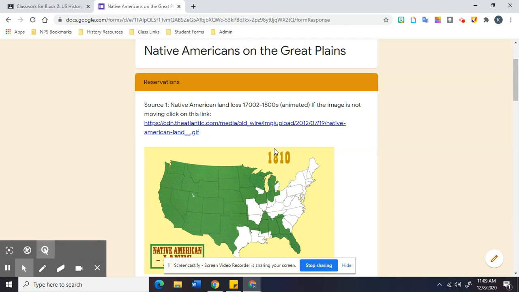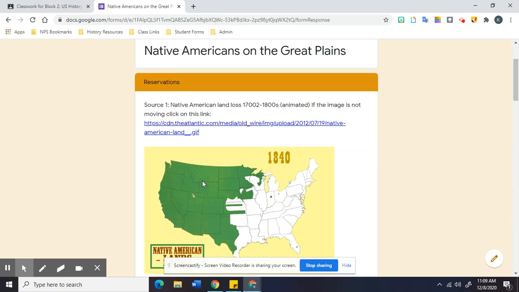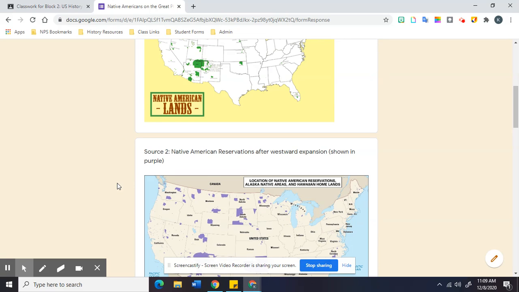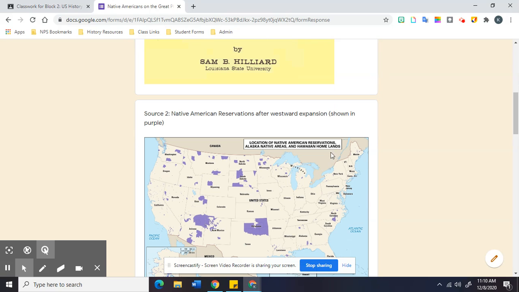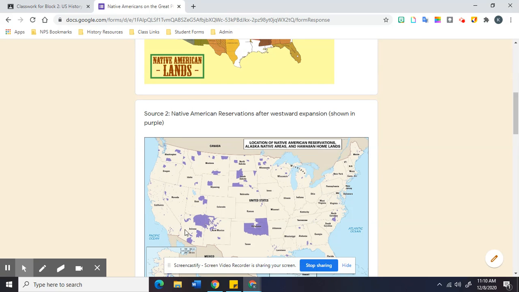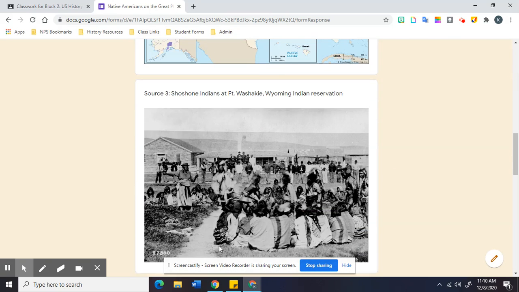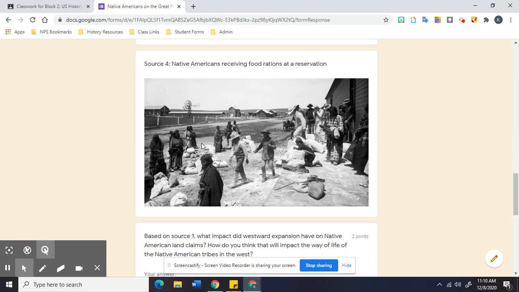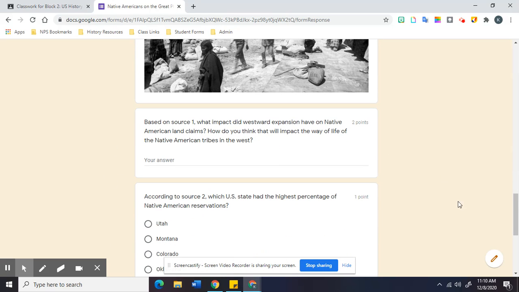Okay, and here we have a infographic about the diminishing Native American land loss from 1700s to 1800s. Here we have the Native American reservations after westward expansion. Some images from Fort Washakie, Wyoming Indian Reservation, Native Americans receiving food rations.